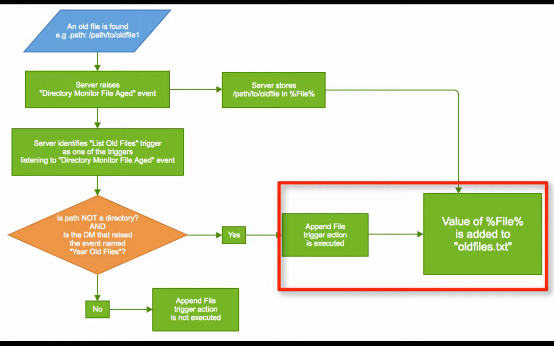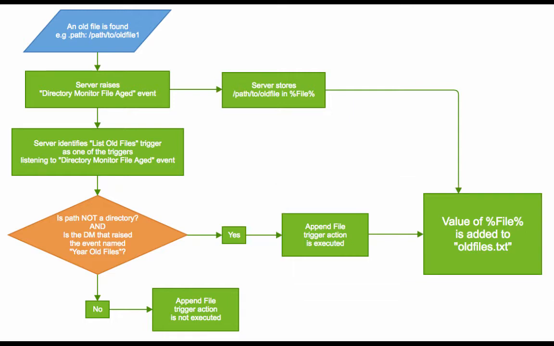Upon execution, the append file trigger action will append the path currently stored in the file variable into the designated file, that is, oldfiles.txt. This process will then repeat for every old file found. And that's how the list is generated. Now that you've created a trigger for generating your list, the last step would be to create a trigger for sending that list in an email.